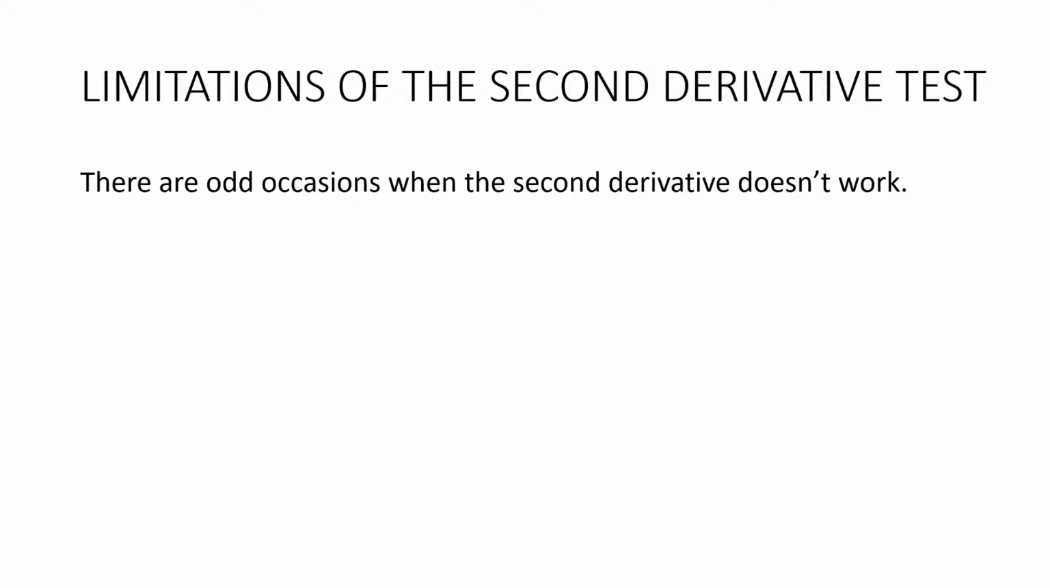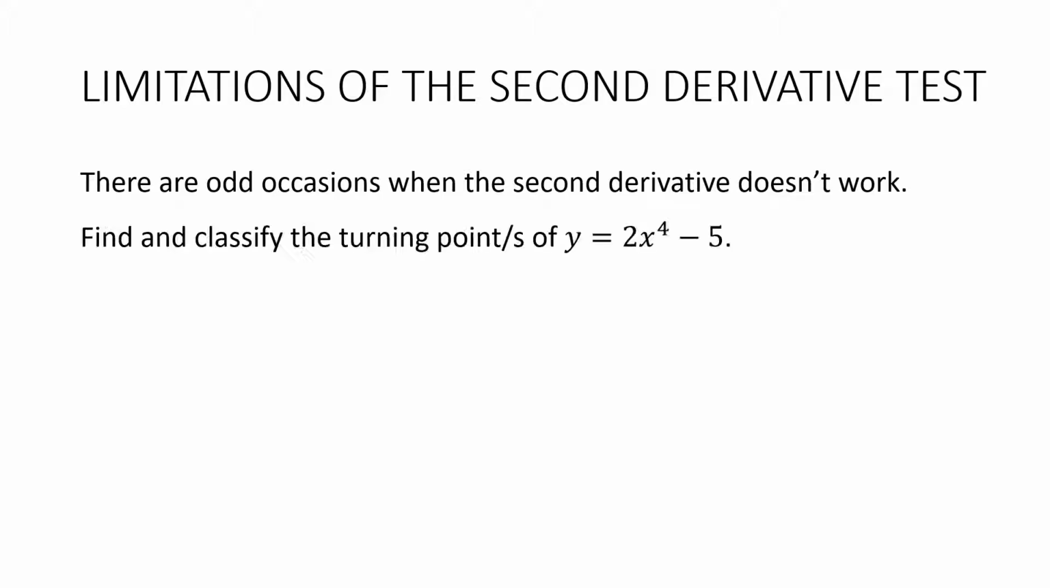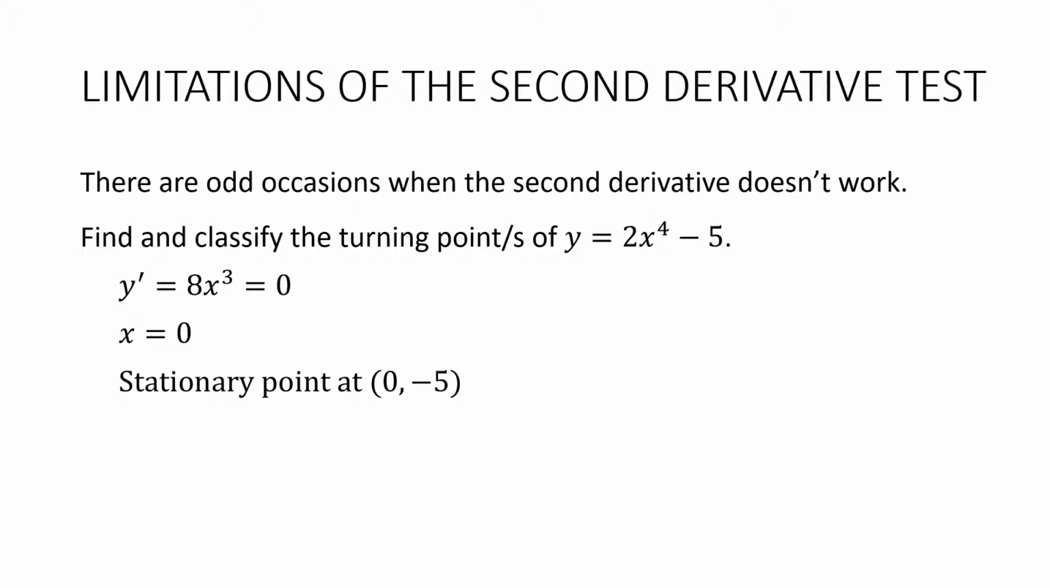So there are odd occasions when the second derivative test doesn't work, and here's one of them. Find and classify the turning points of y equals 2x to the 4th minus 5. So we start as we have done and do the first derivative, that is 8x cubed. Put it equal to 0 and solve it, I get x equals 0. We of course want the turning point, so we substitute back in here. Putting 0 in, I get negative 5. So our stationary point is at (0, negative 5).